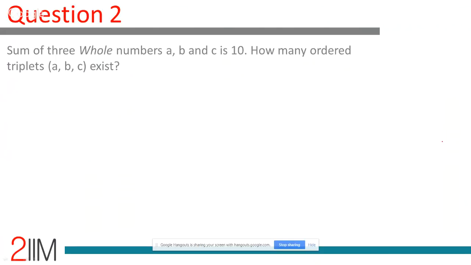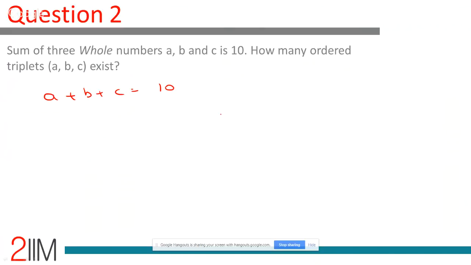Sum of 3 whole numbers A, B, and C is 10. How many ordered triplets A, B, and C exist? That's wonderful. Very similar to the one which we saw. A plus B plus C is 10. A, B, and C are whole numbers. Ordered triplets, we've already seen what we mean when we say ordered triplets.